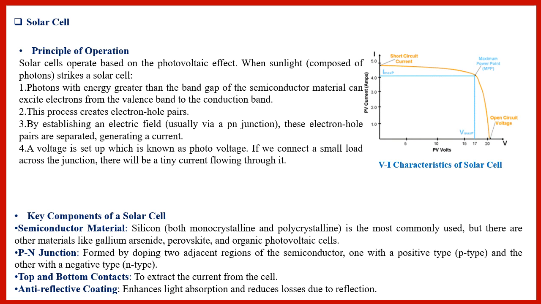And then we have the top and the bottom contacts, depending upon the material with which we are making the contacts. They are basically metal contacts, and an anti-reflective coating enhances the light absorption and reduces losses due to reflection. That's why we have to choose the material which has all these properties to make a particular solar cell. So with this we have completed our third module of this particular course.